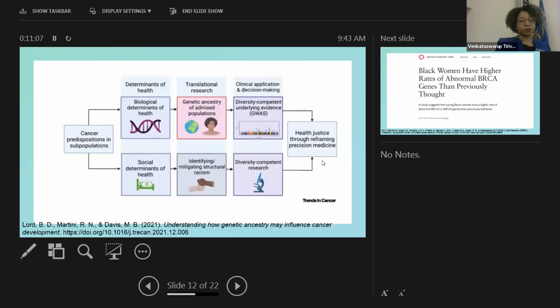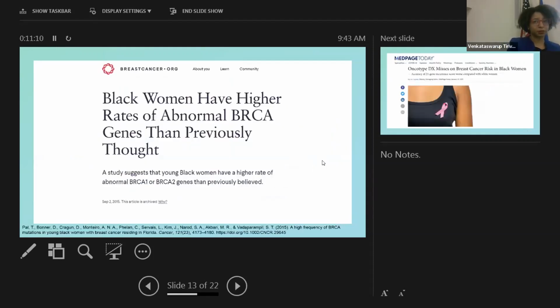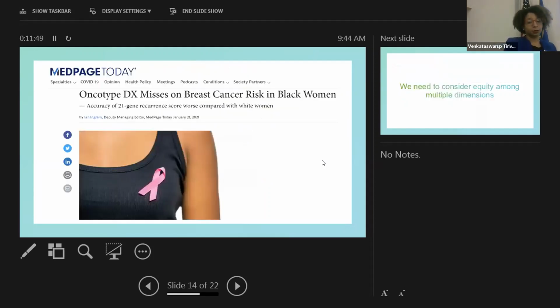And so again, another very concrete example of how structural racism manifests and critical race theory can be used to understand our limitations in cancer research. This was an article that was based on some work from one of my mentors and colleagues, Tuya Pal at Vanderbilt, and her collaborators, about how Black women have higher rates of abnormal BRCA mutations than previously thought. And again, this traces back to who was included in the first place and why it took so long to realize that this was an issue, and that Black women do also have BRCA mutations. And again, constantly playing catch up when individuals are not included to start with. Again, just really hammering home this point.